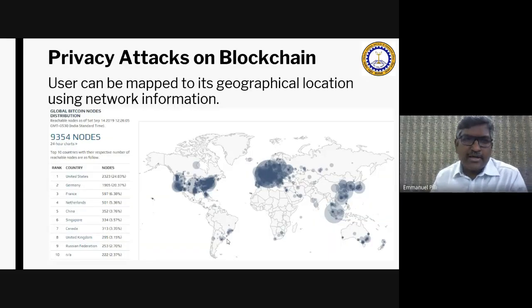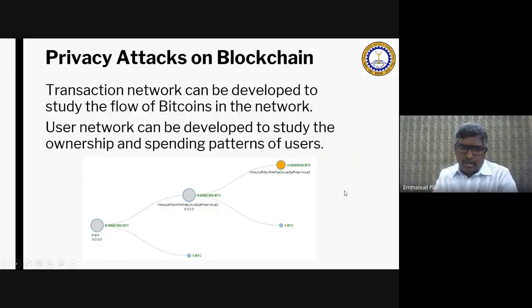So this is a mapping. Users can be mapped to their geographical location. So a lot of privacy information here. So as we see, United States, how many people are working, India, how many people are working, Europe, how many people are working, and Singapore and other places, Malaysia, how many people are working. You get a variety of attacks.